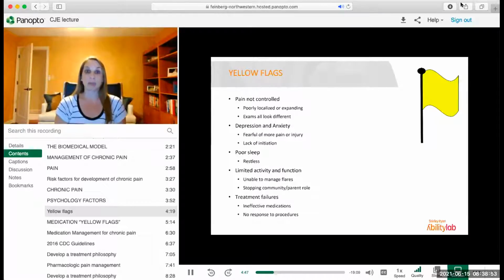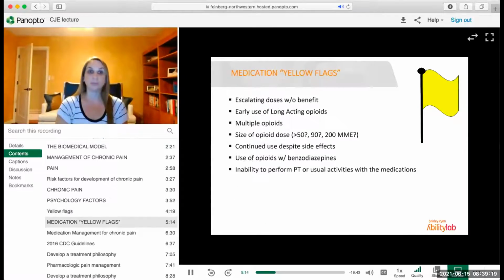They can have poor sleep because they're restless at night, and if their body's not able to repair, restore, and recover, it makes it harder to manage the pain the next day. Limited activity and function. They can't manage the flares. They're not interacting at work, in their community, with their family. So their world, I say, starts to shrink. It's like a circle shrinking down, and they're doing less and less and less because of the pain. They might have had treatment failures, where their medications aren't effective, or they had procedures that weren't helpful.